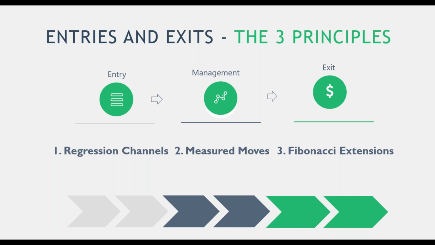Our entries and exits, the 3 principles. During entry, we're looking at the regression channel. Measured moves help me to confirm that the trend has changed and help me to manage the trade. And then we exit either with a measured move going against this or with the Fibonacci extensions to show an overextended price and a profitable point to get out.